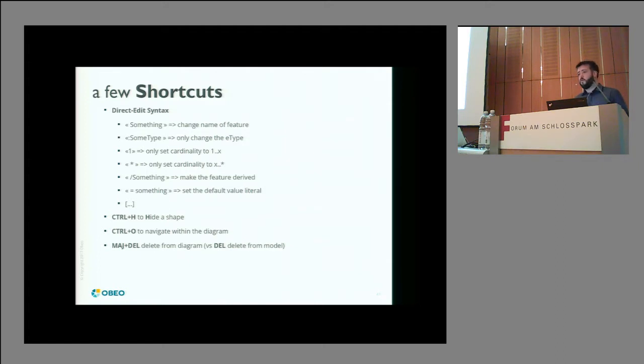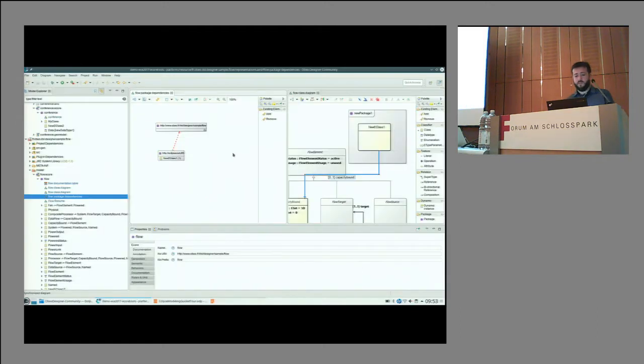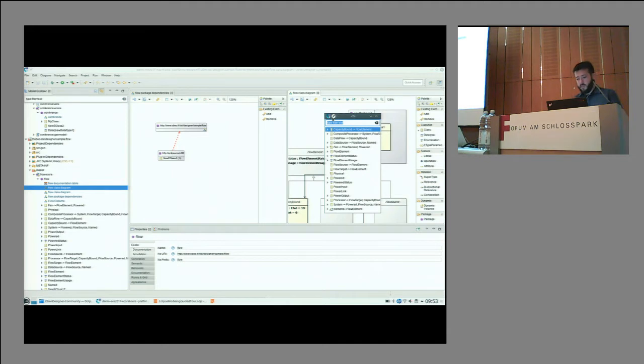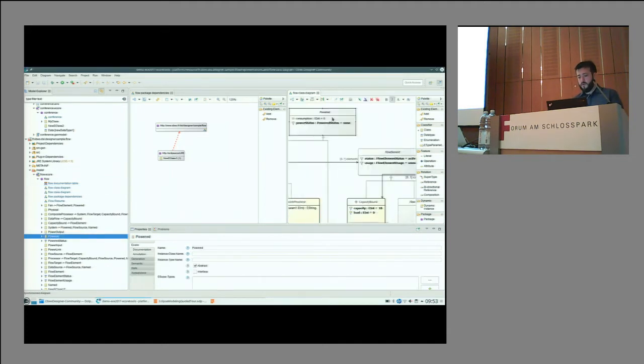Other shortcuts which are coming from Sirius, which are pretty useful: Control H to hide something in the diagram, or Control O to navigate within the diagram. That's pretty useful. For instance, here, if I just press Control O and I'm like, hey, okay, let's find the power shape, and you're on it, it's there.